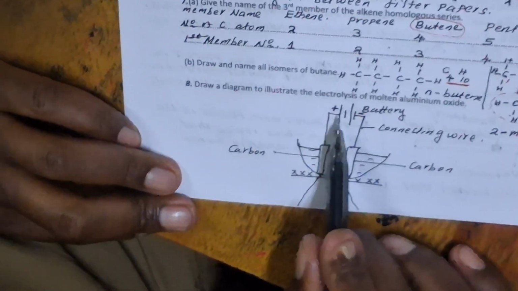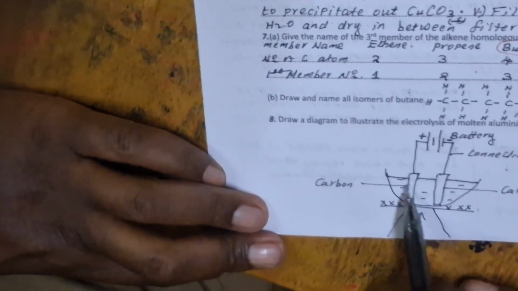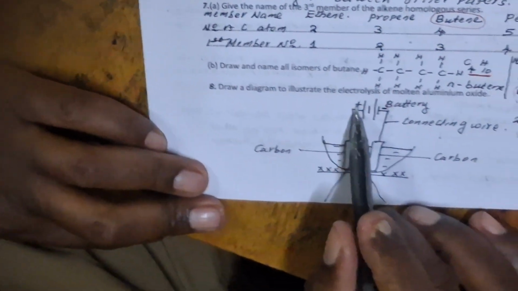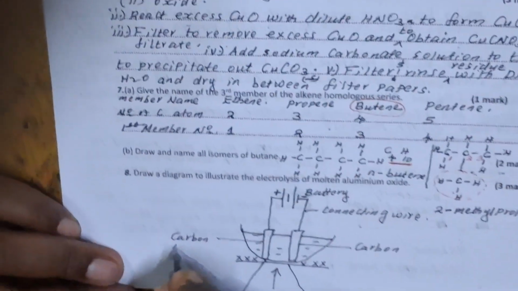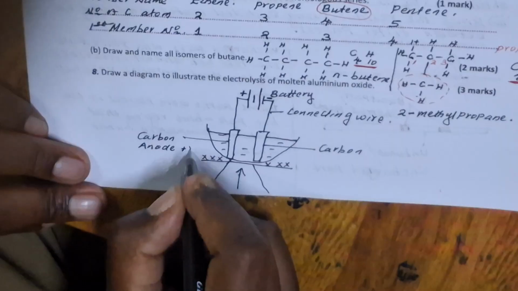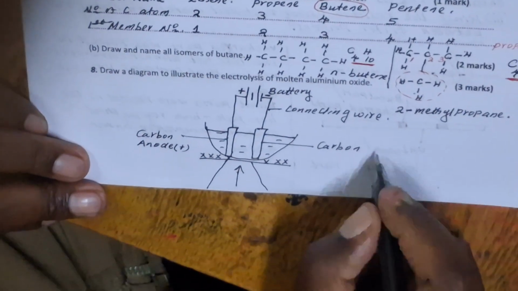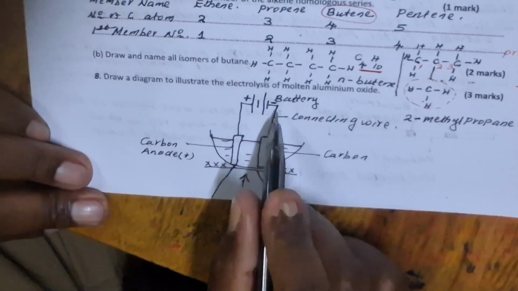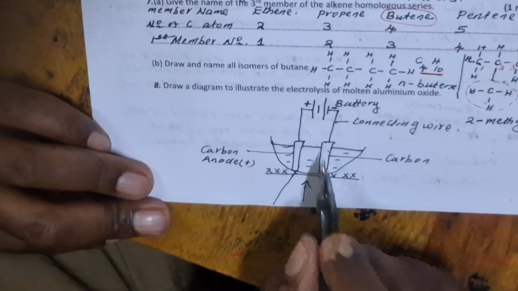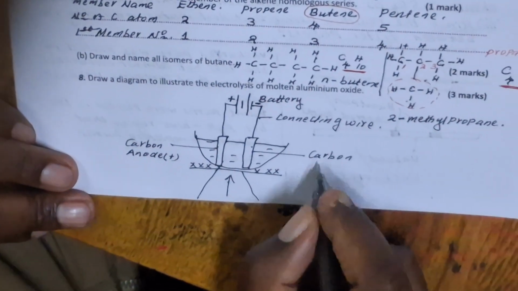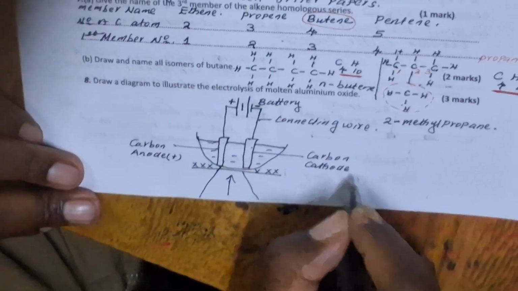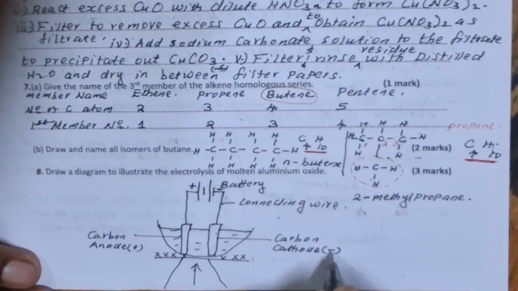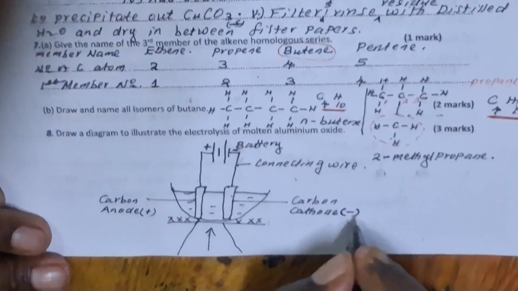Okay, now the electrode which is connected to the positive terminal of the battery is the positive electrode, and it is known as anode. So this is carbon anode, and therefore it is positive. And this is the carbon, and this electrode is connected to the negative terminal of the battery. So this is carbon cathode, and it is the negative electrode like that.